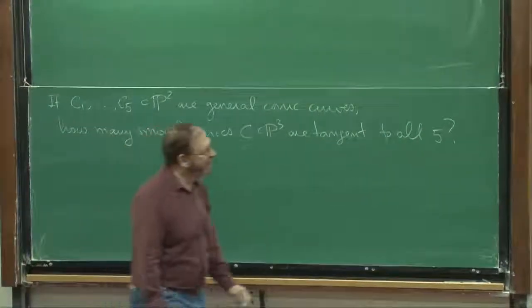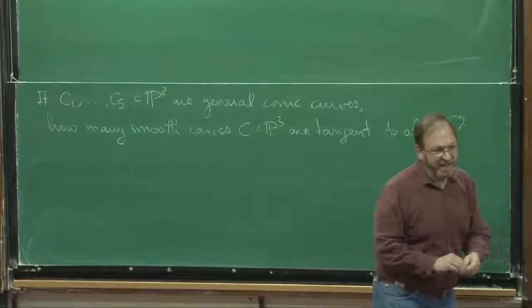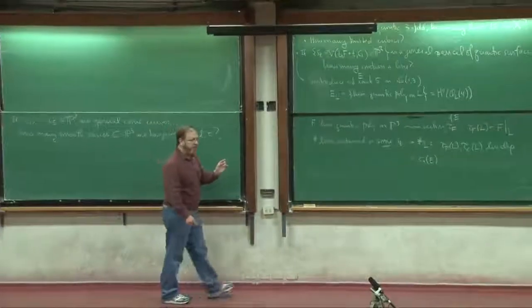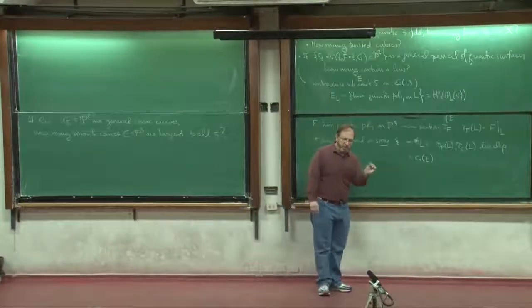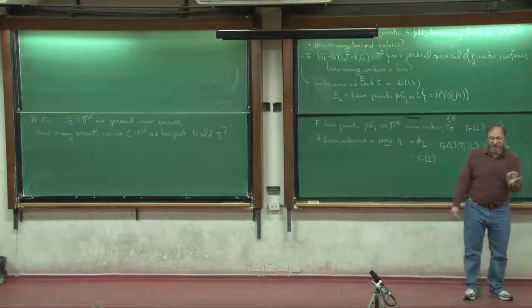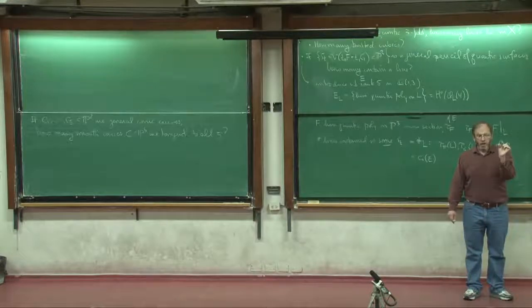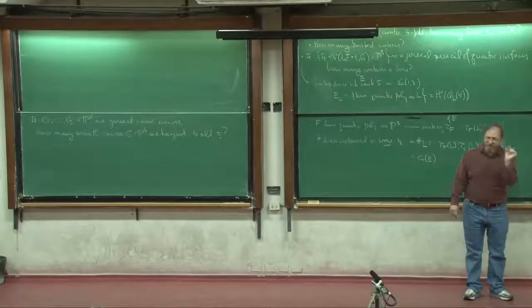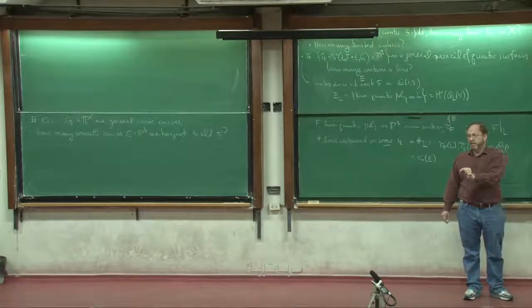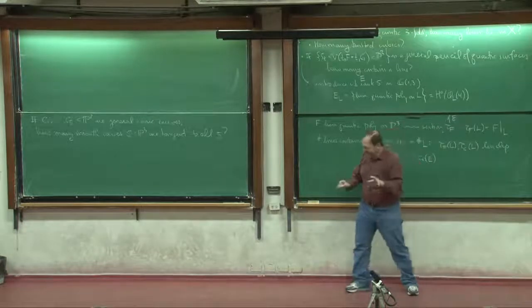So you could do the same thing with the number of lines on a septic 4-fold in P5. Yes, exactly. In general, what we saw was that if we look at a hypersurface of degree d in Pn, we expect a finite number of lines, and in fact, there will be a finite number of lines on a general hypersurface of degree d in Pn, exactly when 2n minus d minus 3 is 0.